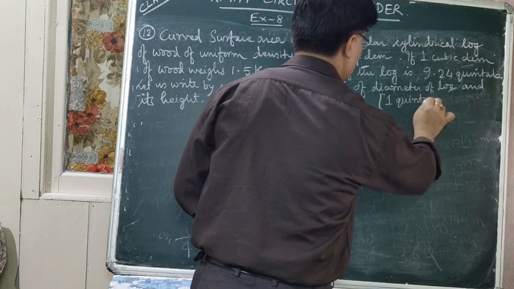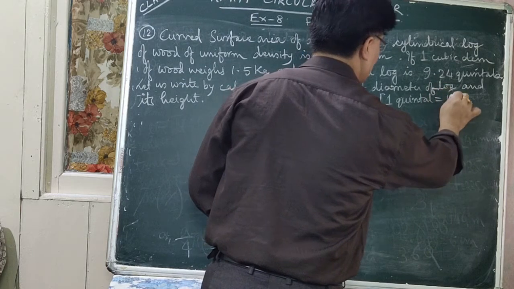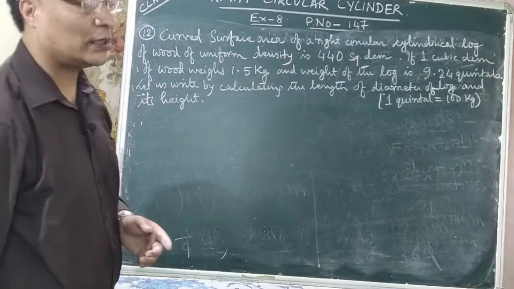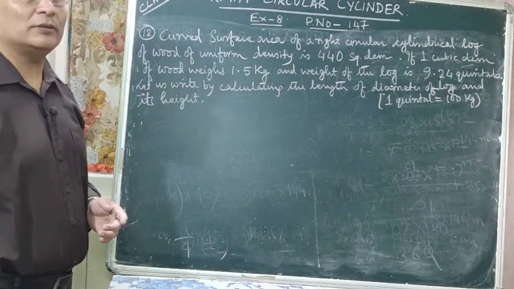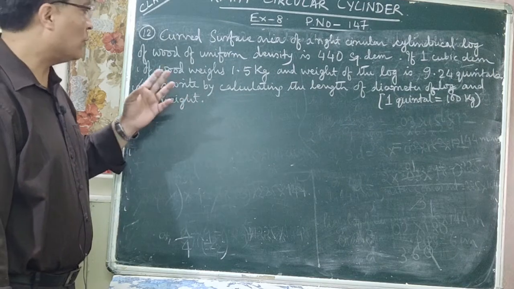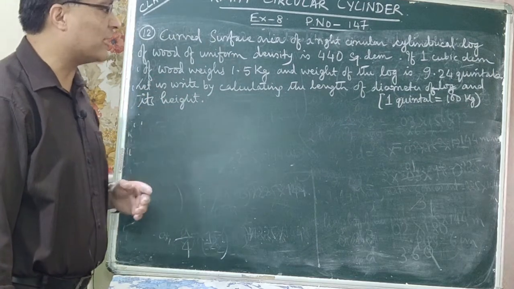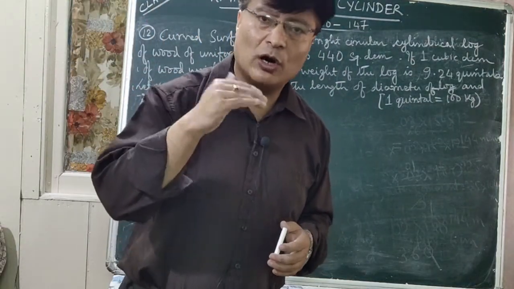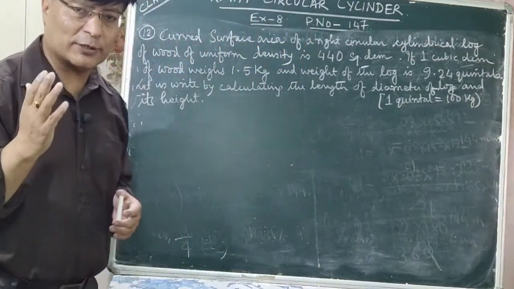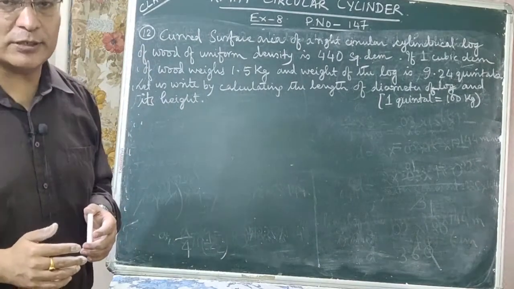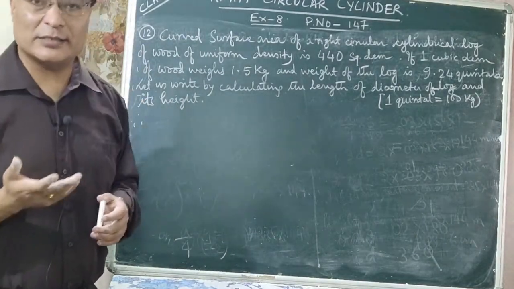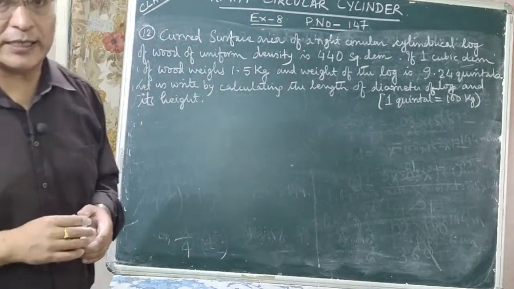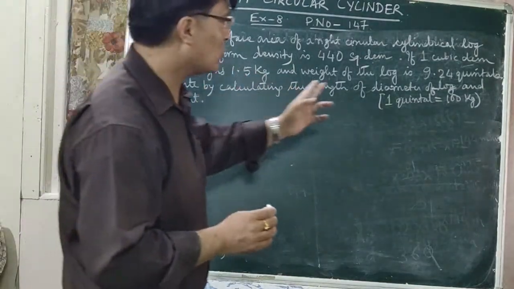1 quintal is equal to 100 kg, right? 1 quintal is equal to 100 kg. Now in this case you have to find out, let us write, by calculating the length of the diameter of the log and its height. So what you have to find is the length of the diameter of the log of wood, and then also its height. For that log of wood in cylindrical shape, we find the length of the diameter and also its height. Okay.